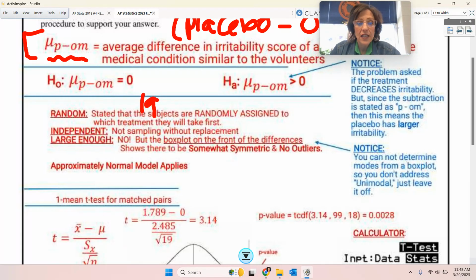And then here's the other thing that sometimes doesn't make sense. Okay, so for independence, if I say 19 is less than 10% of all people, okay, what?